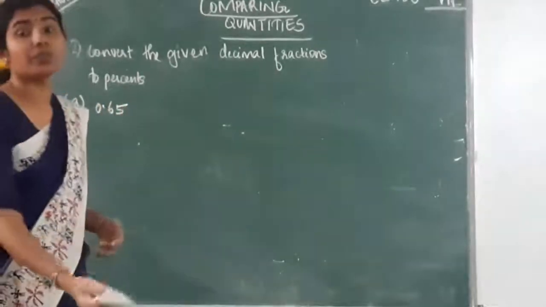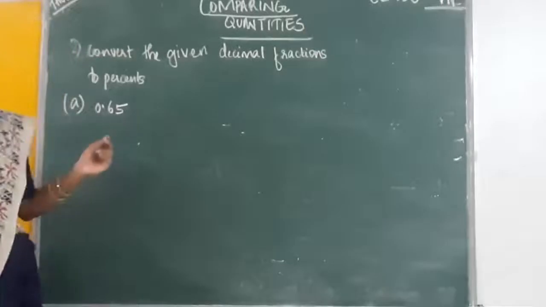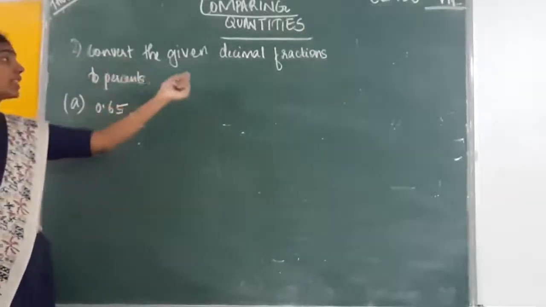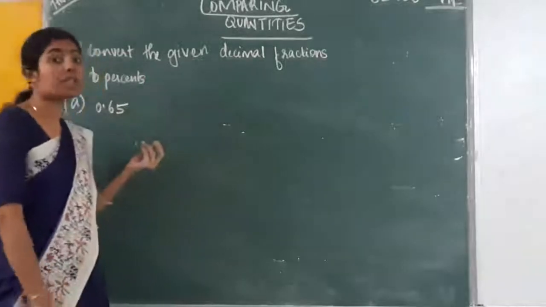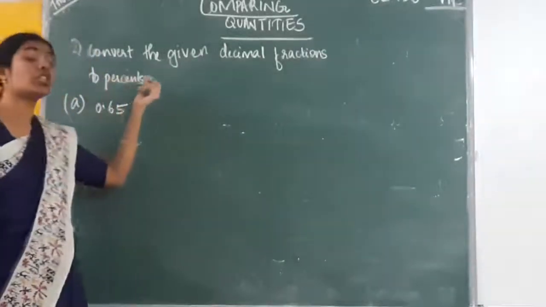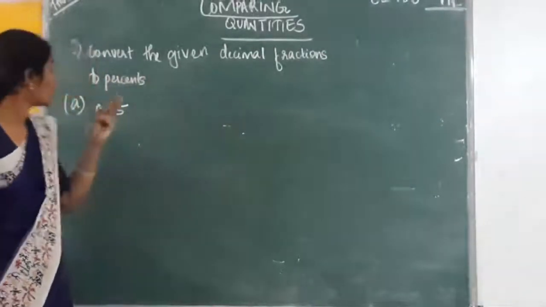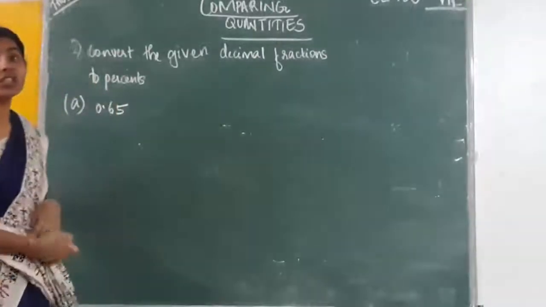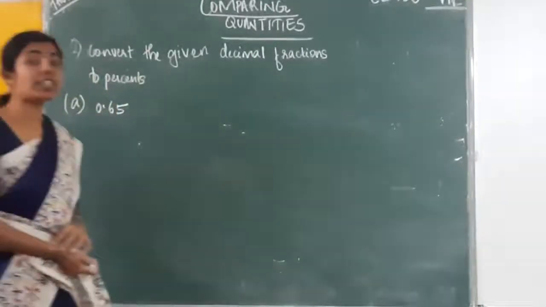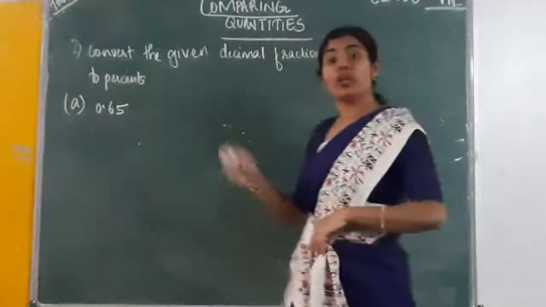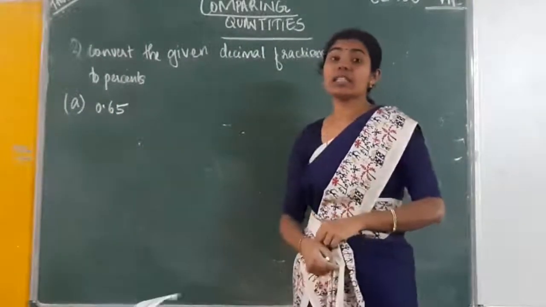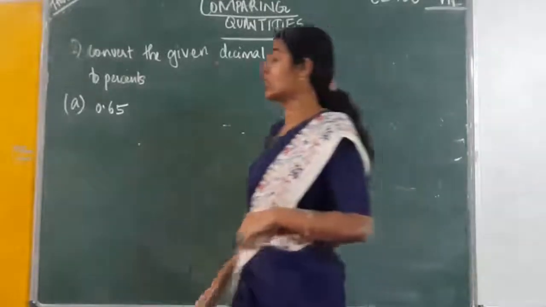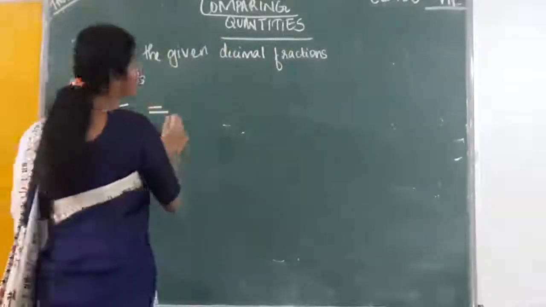Now we see the given question. You want to convert decimal fractions. Decimal fractions means decimals, decimal numbers. You want to convert it into percentage. So see the first question. What is the decimal number they have given? 0.65. So to convert it into percentage, what should you do? First of all, convert it into a fraction.